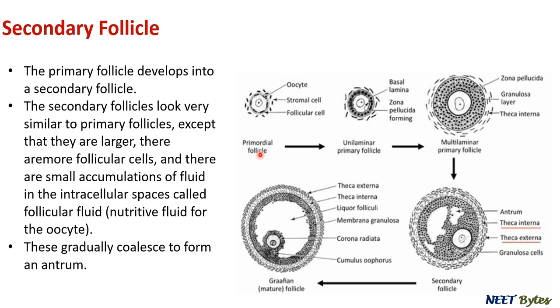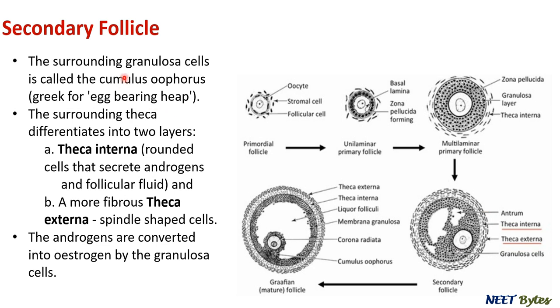Have a look at this diagram. So this is the primordial follicle. It is getting converted into the primary follicle. In the primary follicle, the basal lamina is coming over there. So it's a multilaminar primary follicle which eventually develops into a secondary follicle. In the case of the secondary follicle, the antrum is a very characteristic thing that is going to appear. Okay. The outer is theca externa, and internal is theca interna, and there are granulosa cells present over there. But the most important thing is the formation of the antrum. That is the very characteristic of the secondary follicle.